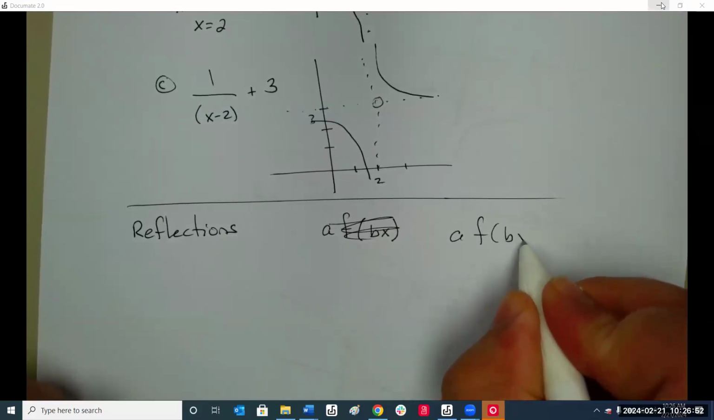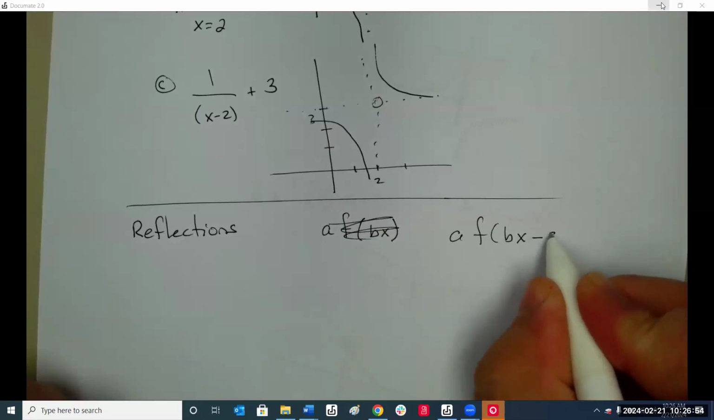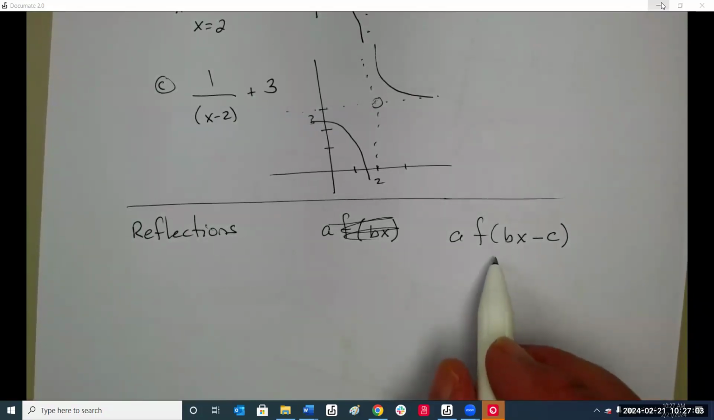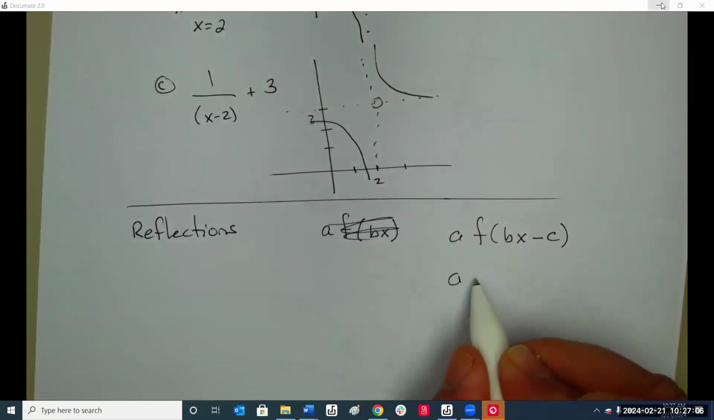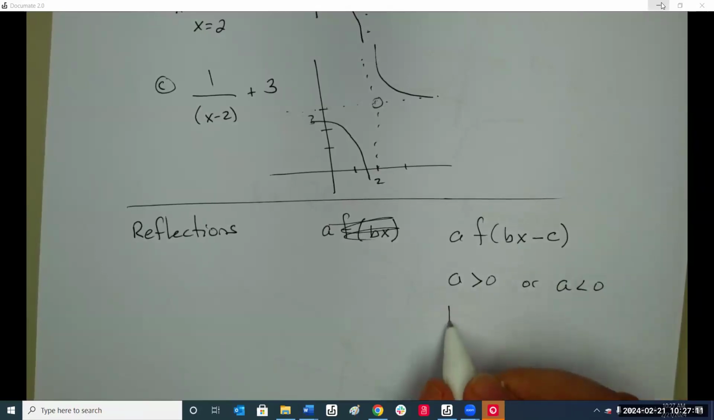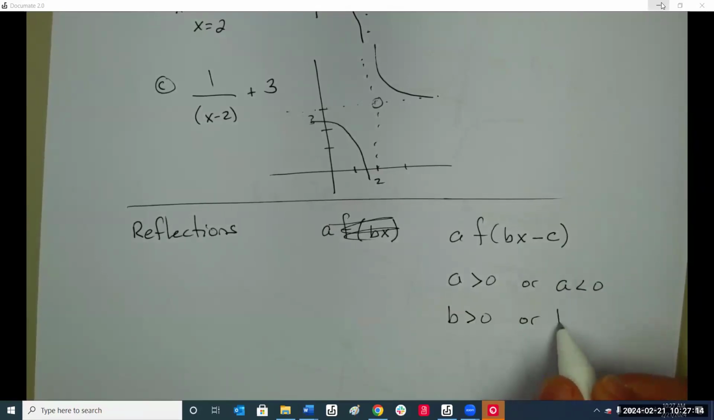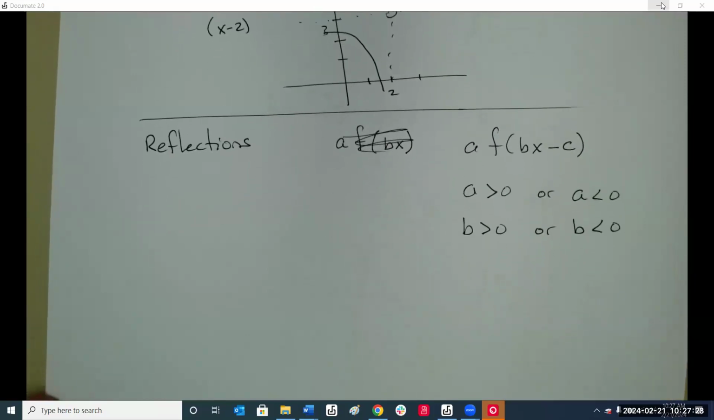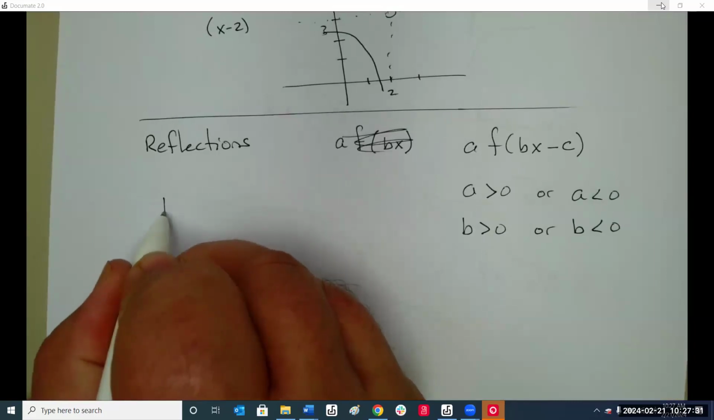A f of bx. All we're looking at, A and B, the only thing we're looking at is: is A positive or is A negative? Is B positive or is B negative? That's all. We're not looking for values, any numbers just yet. We're just looking for signs.